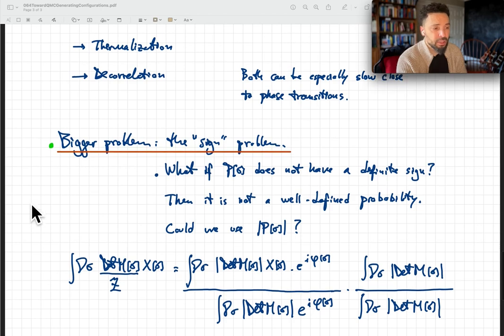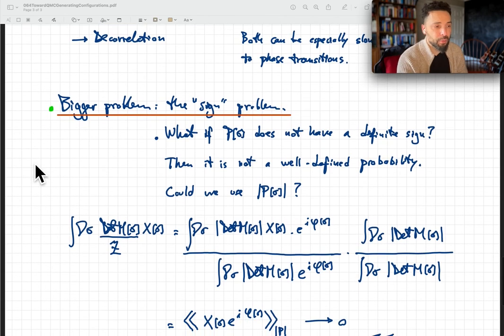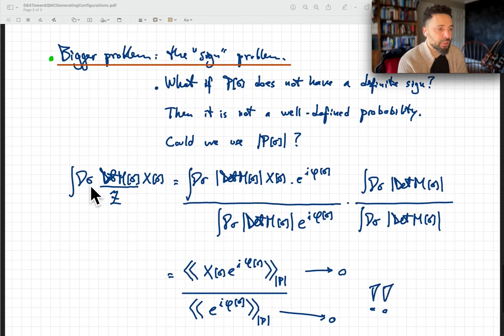And then we run into trouble, and you can find all sorts of articles on how to deal with the sign problem, on how to solve the sign problem in certain classes of theories. And I actually myself, with my students and colleagues, have written a review article on the sign problem, which you can find in Physics Reports over the last few years. A natural question to ask is, well, if P of sigma doesn't have a definite sign, could we use the magnitude of P of sigma? And let me show you what happens when you try to use the magnitude of P of sigma.